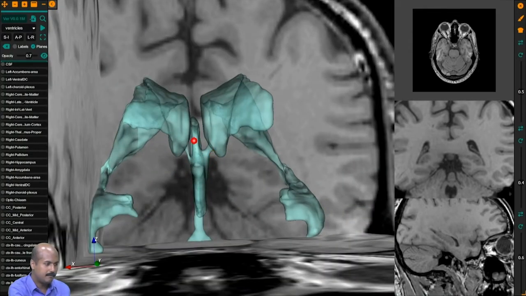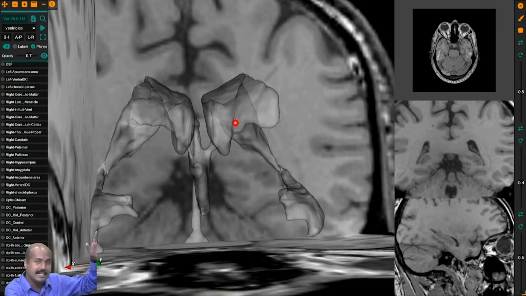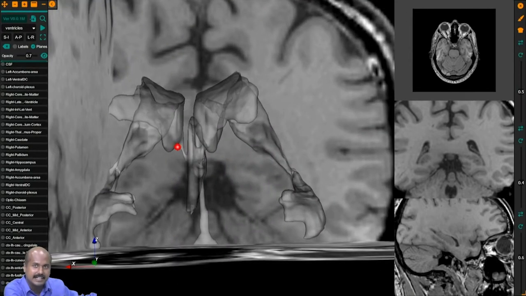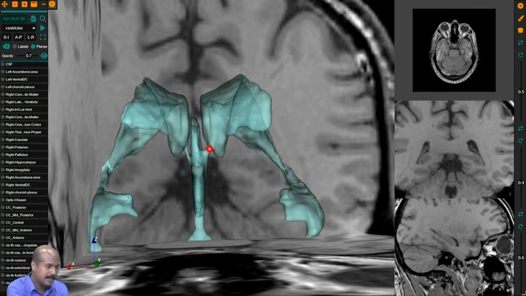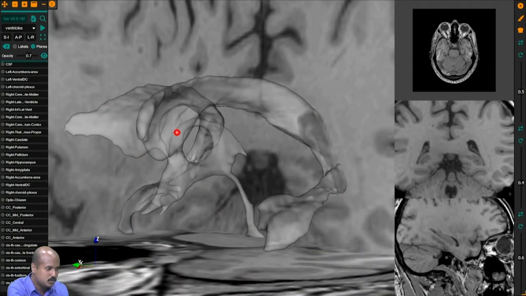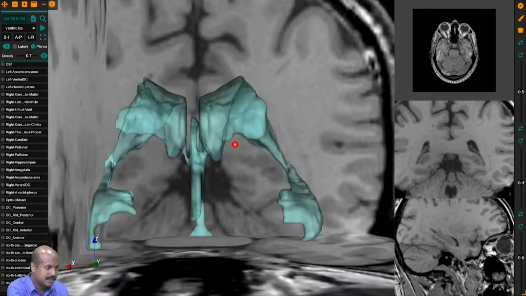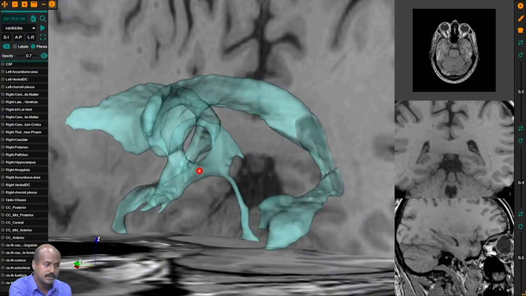Now I am moving this to the side view for you to understand how the C-shaped cavities communicate to the midline third ventricle. You can see the midline third ventricle that was located within the diencephalon. That midline third ventricle is communicating with the two lateral ventricles through two small channels, two small canals, and they are called the foramen of Monro.